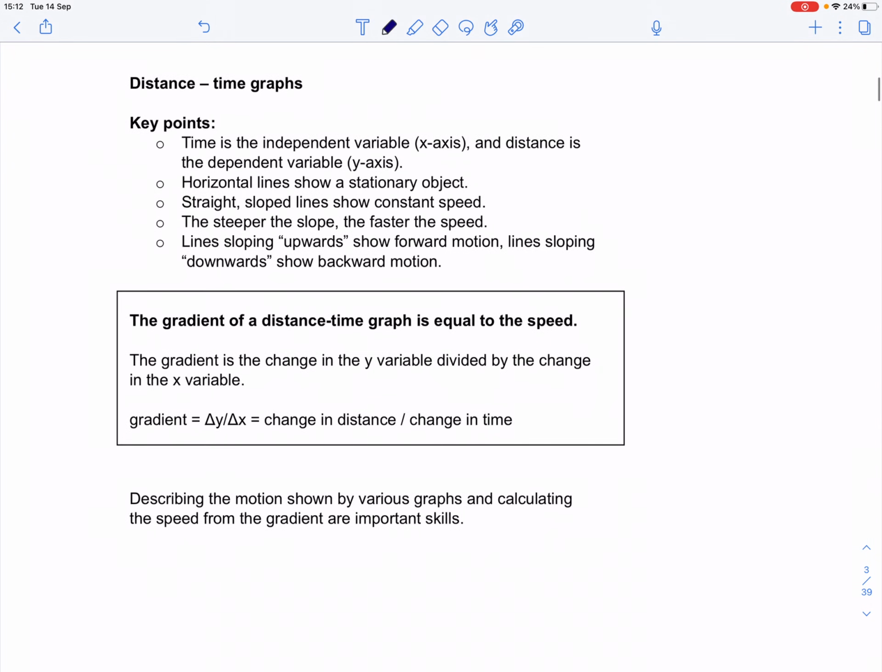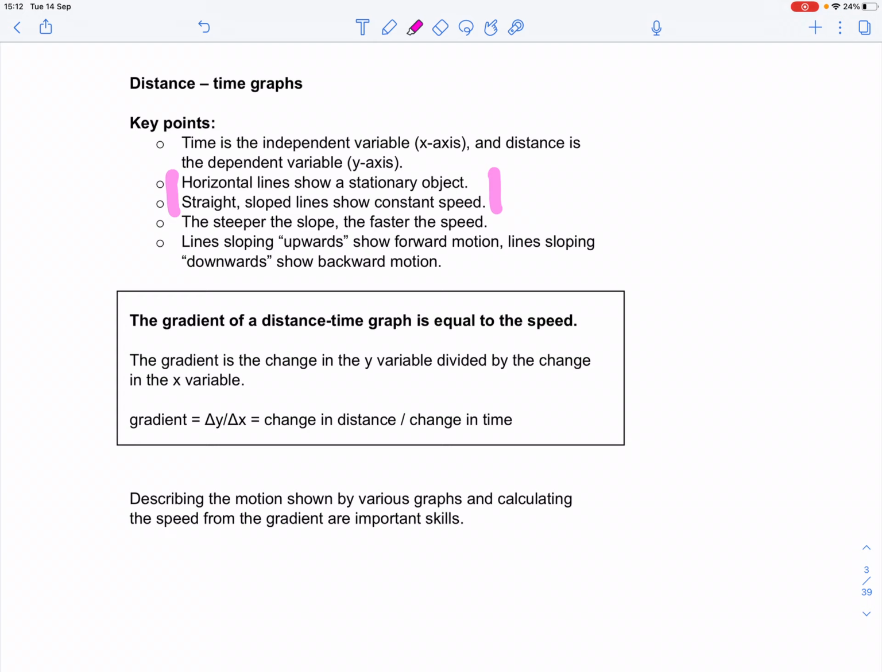Now let's look at how we can represent these quantities, speed, distance and time, on a graph. And the graph, I'm sure you've seen before, is a distance time graph. Time on the x-axis, distance, or even displacement as well, sometimes at GCSE, on the y-axis. And the particular shapes here of the different lines. So if you have a horizontal line, that's a stationary object, and a straight line that's not horizontal, so sloping, shows a constant speed or a constant velocity. The steeper it is, the faster it's going.